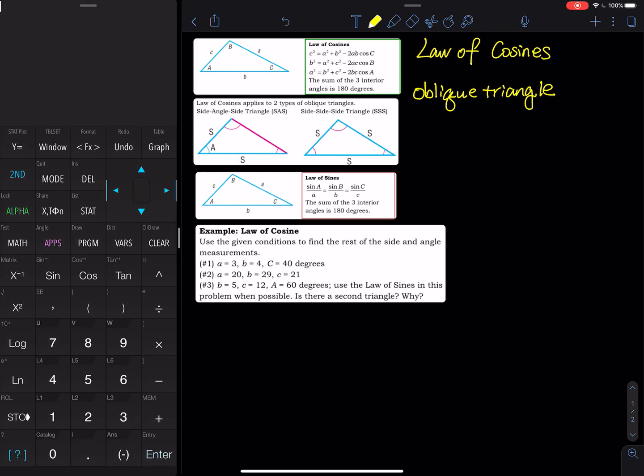This lesson is about the law of cosines. The law of cosines applies to an oblique triangle. So what is an oblique triangle?